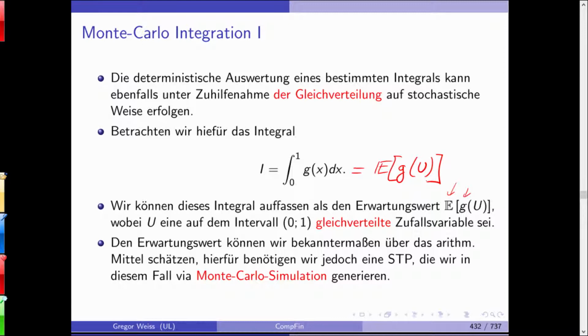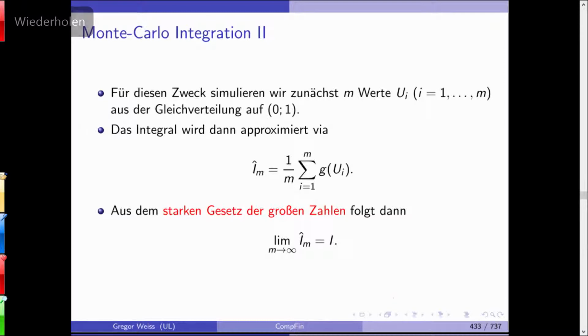But if this is a mean of a random variable, this also means that we can simply try to approximate the integral by using Monte-Carlo simulation, by simulating from an appropriate random variable and using the sample. This is meant with STP, Stichprobe. You can use a random sample and approximate this integral. So what do we do? We simulate m values from a uniform distribution on the open interval from 0 to 1. Gleichverteilung in German is a uniform distribution. Be careful with those German words.